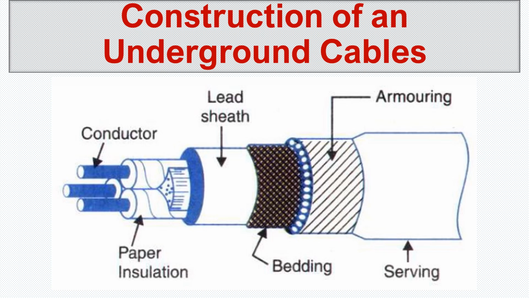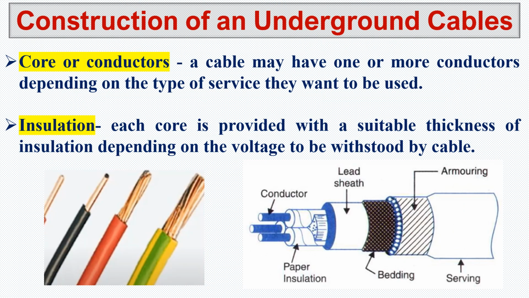If you look here, we have conductors, paper insulation, lead sheath, bedding, armoring, and serving. So we have different layers. If you compare this cable with a simple wire in our house, we have just a copper conductor and the insulation. Just two simple things for house wiring: one is insulation, one is the copper conductor. But if you look at these cables, we have a lot of protection layers. So we will look at one by one what those are and why we have these kinds of protection.